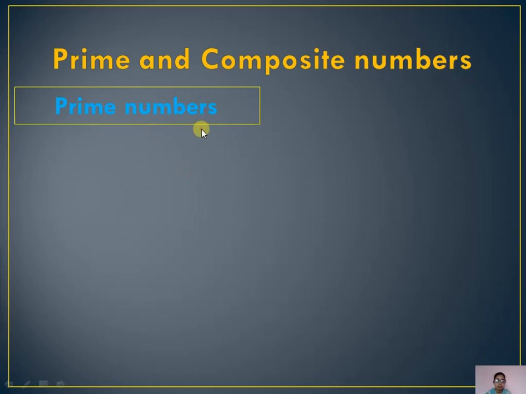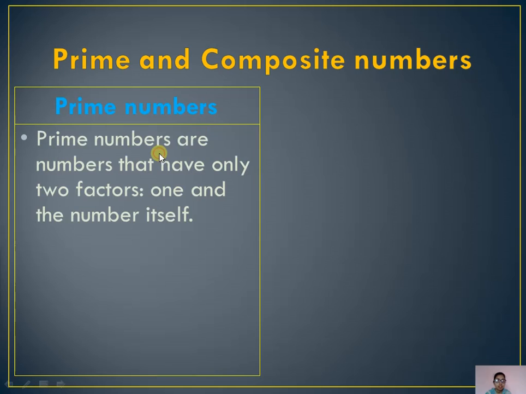Prime and composite numbers. Prime numbers. Prime numbers are numbers that have only two factors, 1 and the number itself.